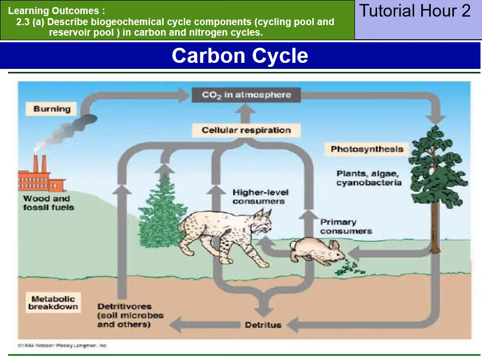Carbon cycle can be divided into 3 steps. The first one is the carbon fixation. So for the carbon fixation, firstly carbon dioxide in the atmosphere is fixed by plants during photosynthesis to synthesize organic substances. So this one is the carbon fixation.